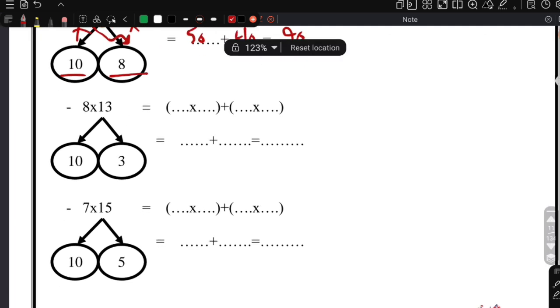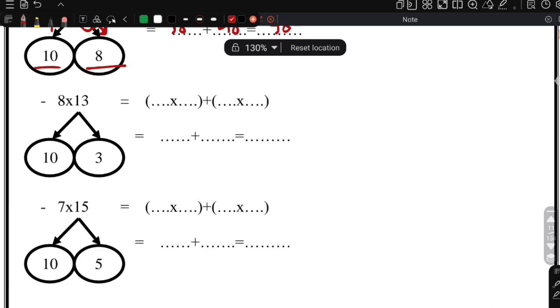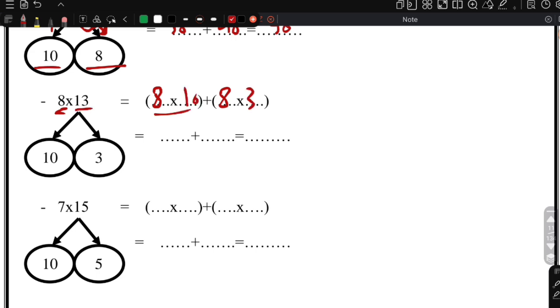Okay, let's see the second one. 8 times 13. Okay, 8 times what? 8 times 13. He splits 13 into two numbers, 10 and 3. Okay, so I have 8 the same. This one is the same. And 13 will be 10 and what? And 3. 10 times 8 will be 80. And 8 times 3 will be 24. So the result is 104.